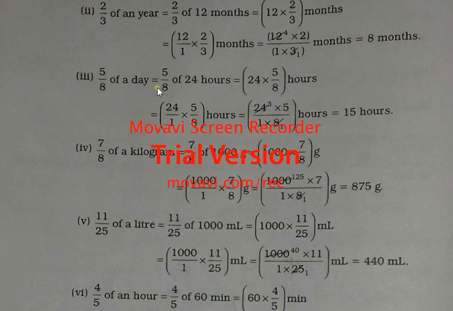So 5 by 8 of a day is what? 5 by 8 of 24 hours. That is 24 into 5 by 8 hours, equal to 24 by 1 into 5 by 8 hours. So 24 into 5 by 1 into 8. 8 3s are 24 it becomes, so 5 3s are 15 hours.